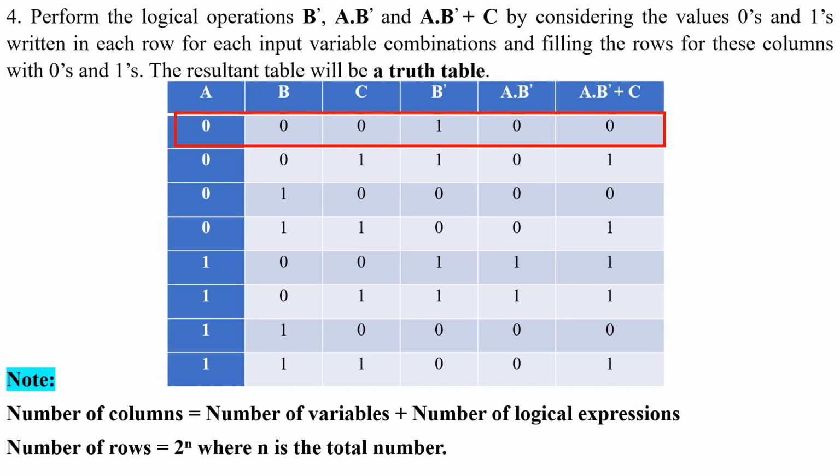With values of A equals 0, B equals 0 and C equals 0, B complement equals 1, A dot B complement equals 0 and A dot B complement plus C equals 0. Now, try to work out by your own, by filling the other rows. You can check your answers by seeing the resultant truth table as shown here. Here, you have to note that number of columns equals number of variables plus number of logical expressions, and number of rows equals 2 power n, where n is the total number of variables.